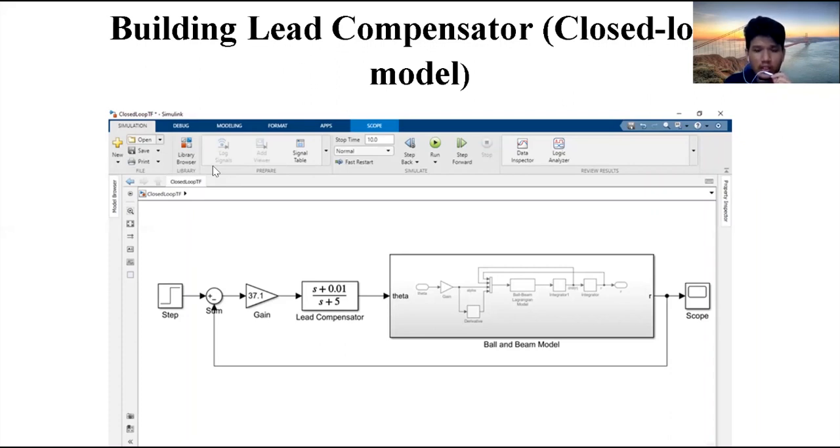Insert the Gain block and attach it to the lead compensator input. It has been updated to 37.1. And then connect the Sum block to the gain block input. The signs have been replaced with plus and minus.